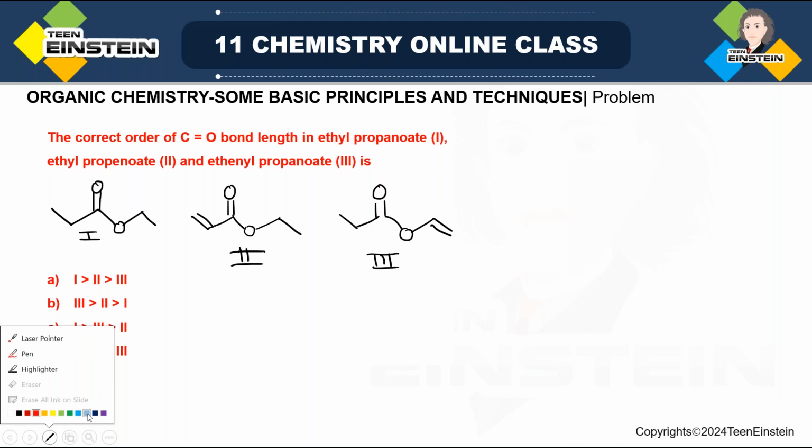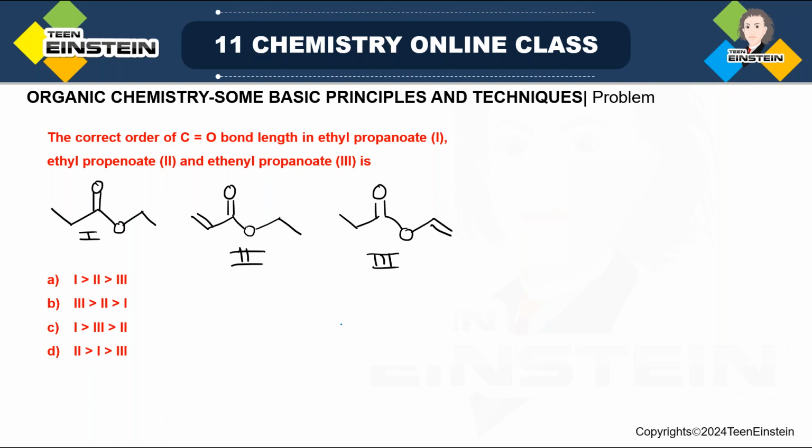Hello everyone. So we'll start with a problem, and this problem we will solve based on whatever we have learned in the last class. Last class we already started electron displacement effects, and there we covered resonance, then inductive effect, and also electromeric effect. One effect is left, which is hyperconjugation. That we will start today, and after that we will start reactive intermediates and related problems.